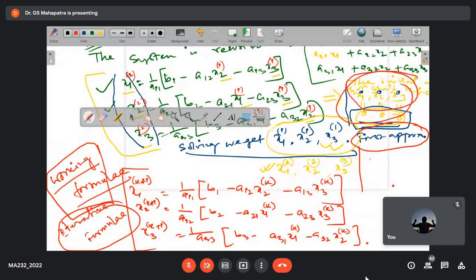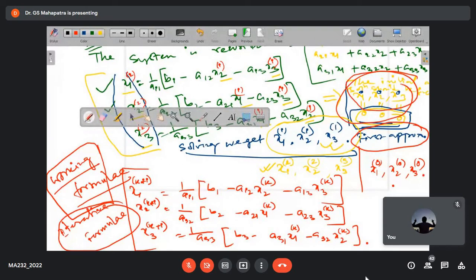Say x1(0), x2(0), x3(0). You are expecting that this should be given, correct? Fine. So let us consider this is not given. Then what you have to do? Then yes, you can take arbitrarily any value. But if you know the solution, in the last 2 classes we have considered such a problem.